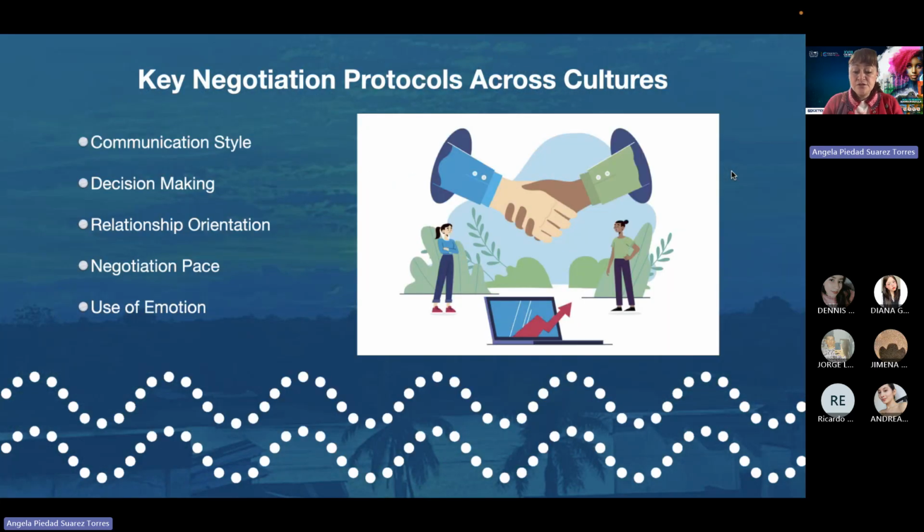Key negotiation protocols across cultures. I think that we had already talked a little about this. First of all, the communication style. In some cases the communication is very direct, in some others it is more indirect. So we have to know these elements from country to country, from culture to culture, which is the preferred one depending on the culture. And the use of silence and nonverbal cues.